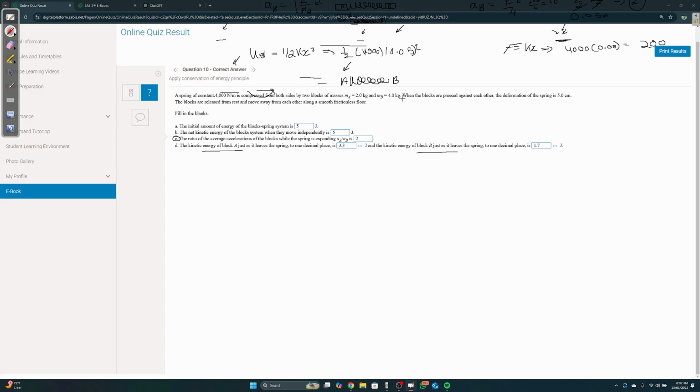Okay, for part D, you can use the same ratio from part C. Acceleration of A over acceleration of B equals 2 means also that the velocity of A over velocity of B is equal to 2. Why? Because it's the same spring, same distance, same interval. So it's the same thing for the ratio of the velocities.